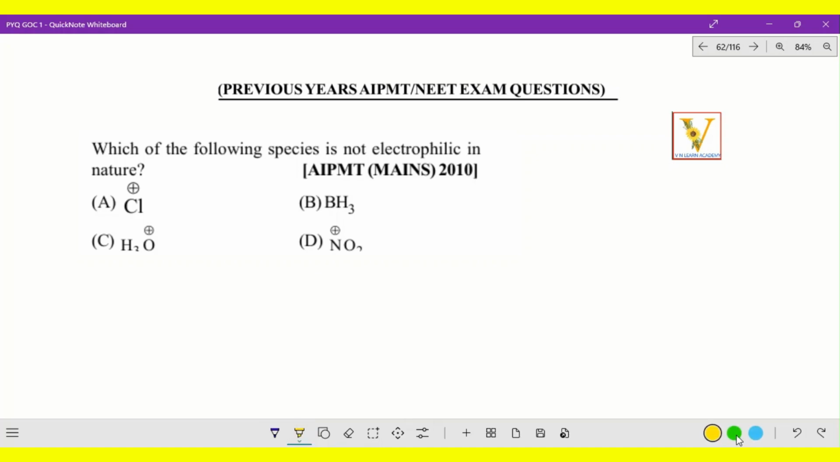Hello students, as we are seeing important questions from previous year questions, one among which: which of the following species is not electrophilic in nature? That is the question. First and foremost, what do you mean by electrophilic in nature? Electron deficient, electron poor. It requires electrons, it wants electrons. Its outermost orbital is not completely filled. So these are all the points you can bring out.